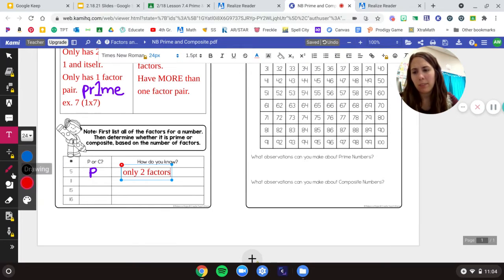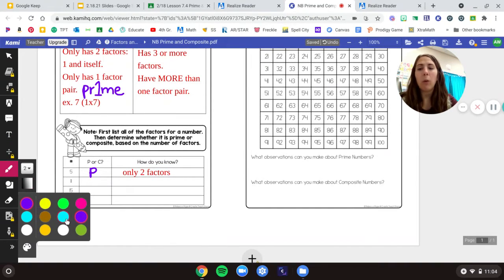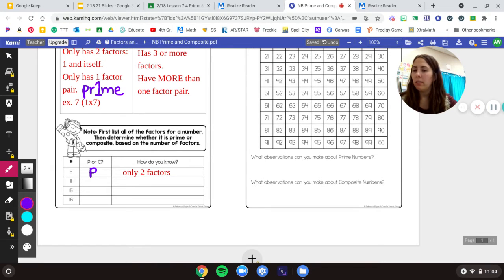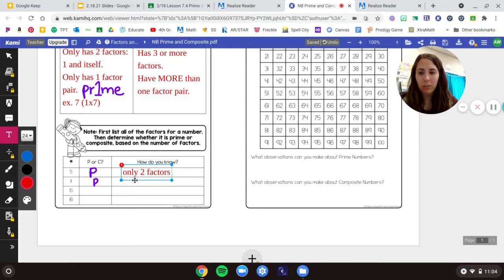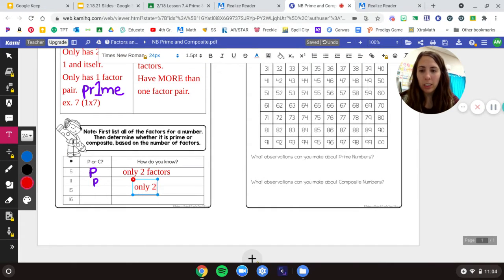What about 11? Think through 11. Oh, we know 1 and 11. Does 2 work? 3? 4? 5? 6? 7? 8? 9? 10? And we're back to 11. So I know that 11 is also prime. And my reason, how do I know? Once again, only 2 factors. So I want you to try 15. What do you think about 15? Is that prime? It only has the 2 factors. Or is it composite?